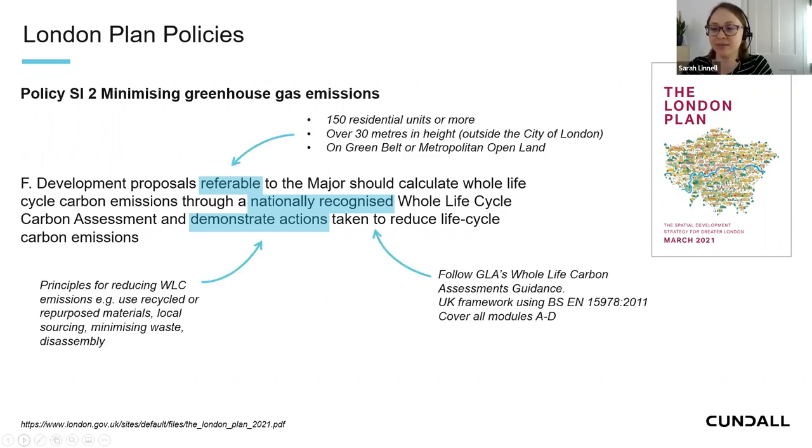Now, if we break this up again, Simon mentioned that it's compulsory for referable. So referable, for anyone who doesn't know, is defined as 150 residential units or more, or over 30 meters in height, or on the Greenbelt area of London. And when we're talking about nationally recognized assessment procedure, this is where the guidance really breaks this up and defines this more for us. And then finally, when it mentions demonstrating actions to reduce, that's using whole life carbon reduction principles.